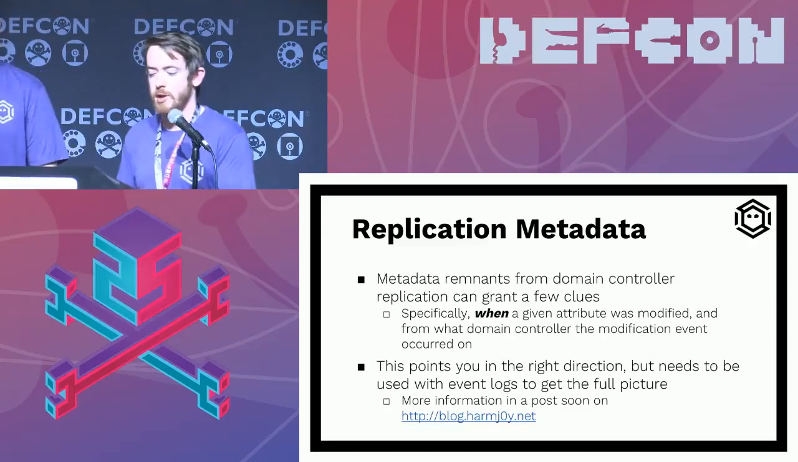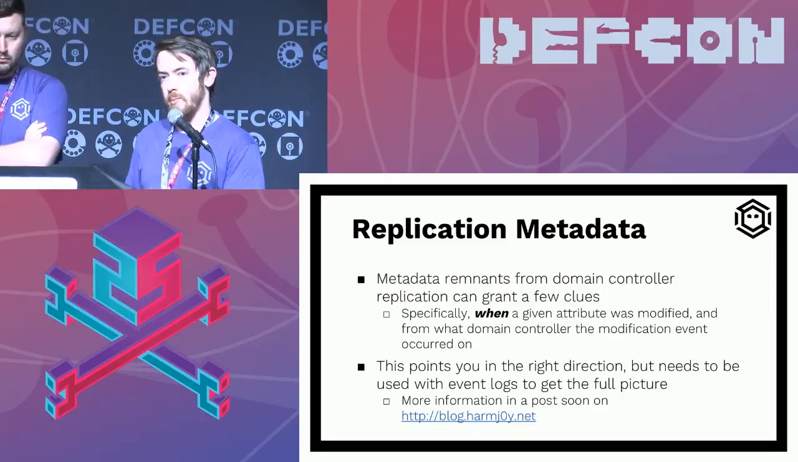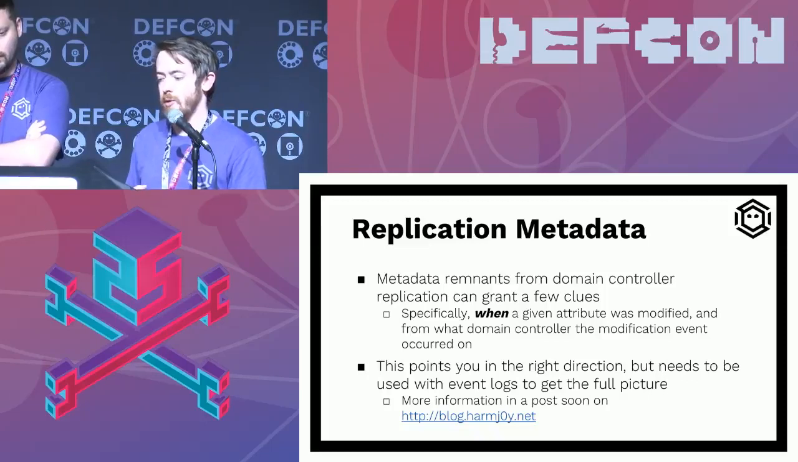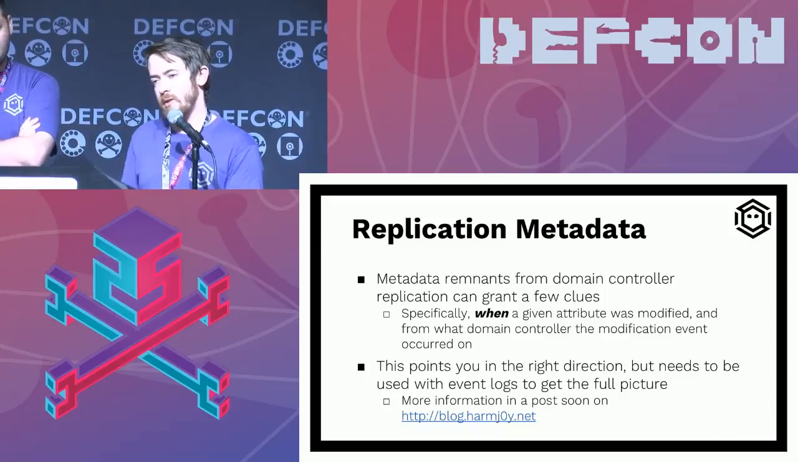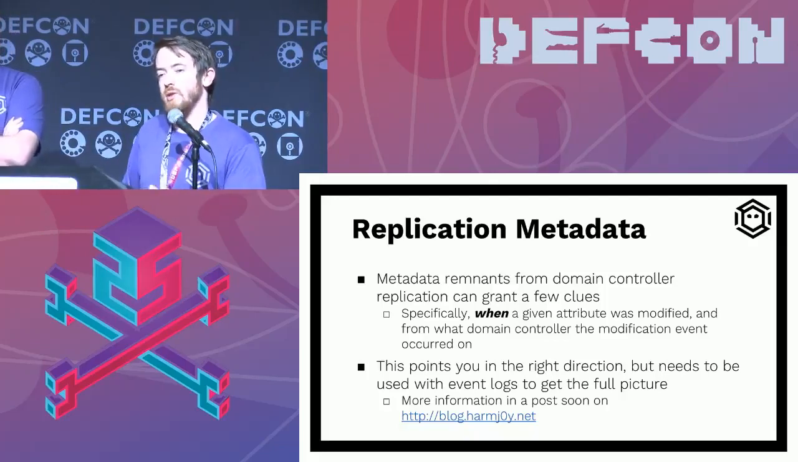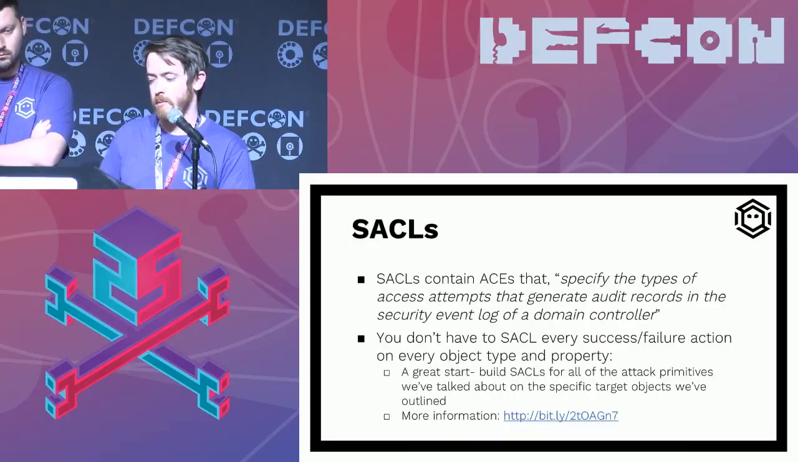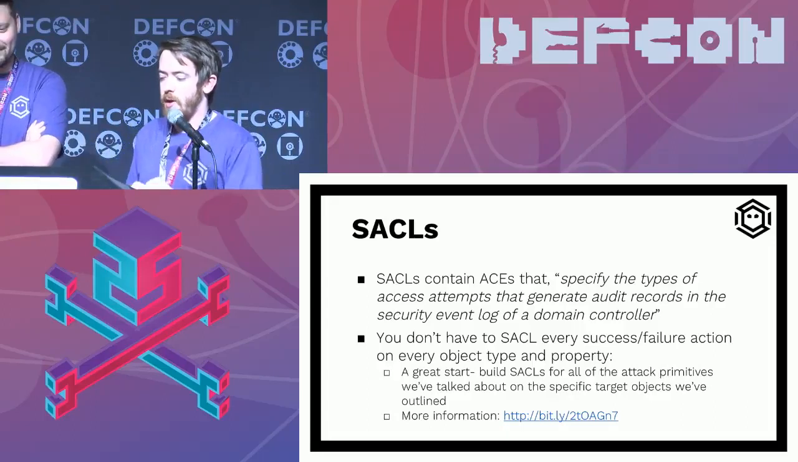Okay. So replication metadata. Metadata remnants from a domain controller are actually preserved in these particular properties in Active Directory. So when the DCs synchronize everything, there's this XML-based metadata that you can pull out. So you can figure out when a given attribute was modified and from what domain controller the modification originated. So this points you in the right direction, but you have to go to that DC and parse those event logs to actually figure out who made the change. And I have a draft post that I'm going to drop that goes into replication metadata for hunting in a lot more detail.